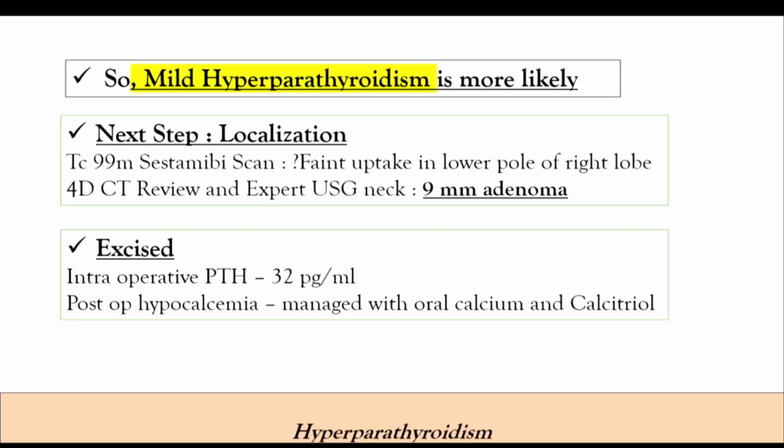So next step, localization. But in such mild cases, sometimes the localization also becomes difficult because we have caught the disease early. On the sestamibi scan, there was a very faint uptake in the lower pole of the right lobe, which was not very convincing. So a CT scan was done. Initially, it also gave a negative report; nothing was found on the CT scan. Then it was reviewed again, and an expert USG was done, and we corroborated all the findings, and then we decided.